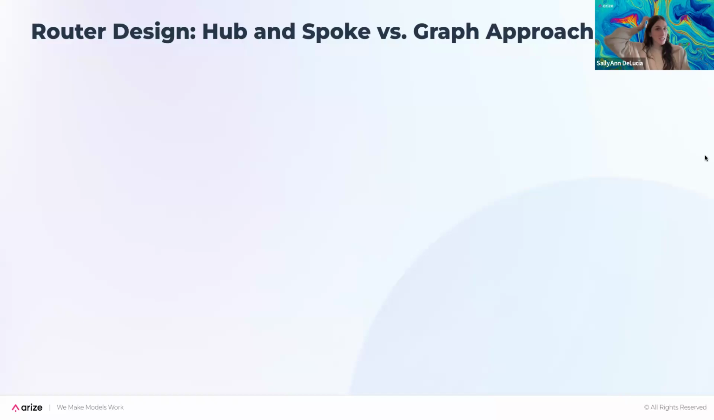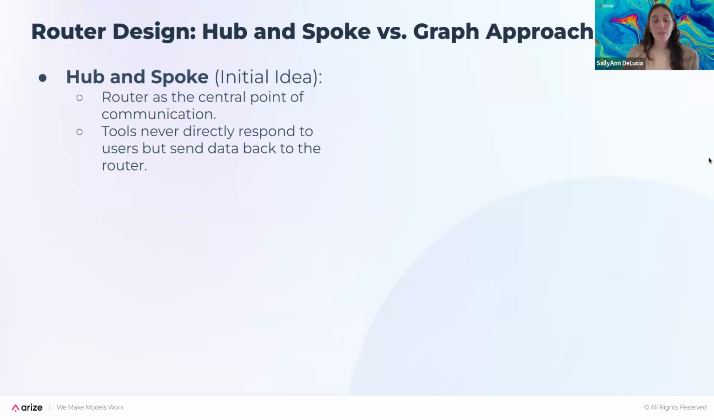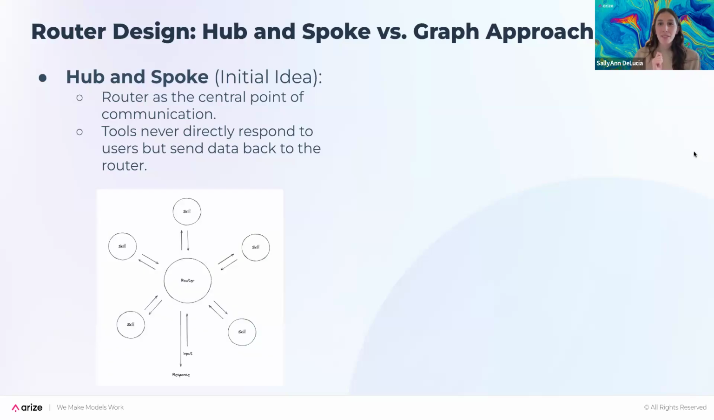I talked a little about the router and this idea of a hub and spoke versus graph approach. The first thing we initially thought of was the hub and spoke concept. John, if you want to click on the slide for me once? This was our initial idea, similar to some of the architectures and frameworks you saw earlier, where the router is the central point of communication, so the tools never respond back to the users. Click once more for me? I have a nice little visual here. You've probably seen some version of this somewhere: we have the router and the skills, the router can pick skills, and data is passed between the skill and the router, but ultimately the router responds back to the user.